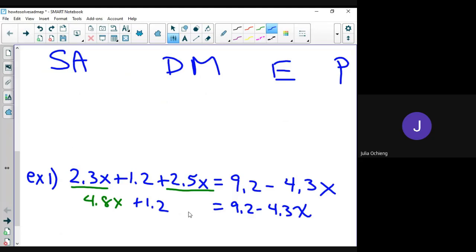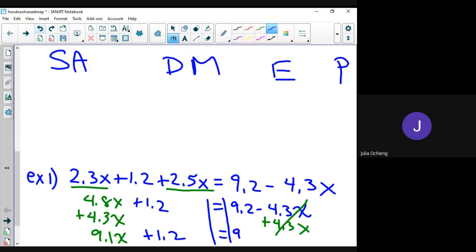The next thing after you simplify each side as much as you can by combining like terms is you don't want x's on both sides of the equation. So anytime there's a variable on both sides of the equation, you're going to have to get rid of one of them. You get rid of it by adding or subtracting it, and I'm going to get rid of this one. So if it's a minus 4.3x, we're going to now start with the inverse operations. To get rid of something, you do the opposite. So if it's a minus 4.3x, you're going to add 4.3x to both sides. Again, this should be a refresher, so you should remember this from doing this a while back. So 9.1x is going to be on this side plus 1.2 equals 9.2.